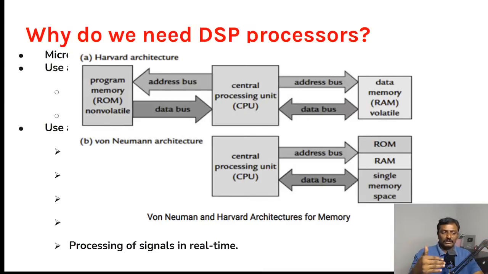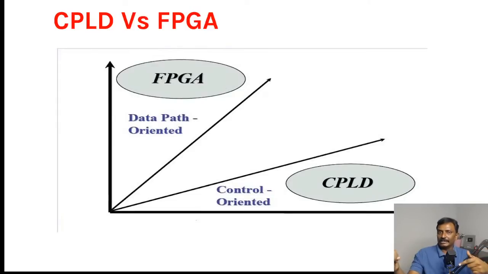Basically, these are the two architectures which dominate the microprocessor, microcontroller and DSP processor market: the Harvard architecture and the von Neumann architecture. The Harvard architecture can fetch data from the data memory and the program memory simultaneously, whereas the von Neumann architecture can fetch either program or data. That's the difference. So efficient mathematical calculation will be done on the Harvard architecture.